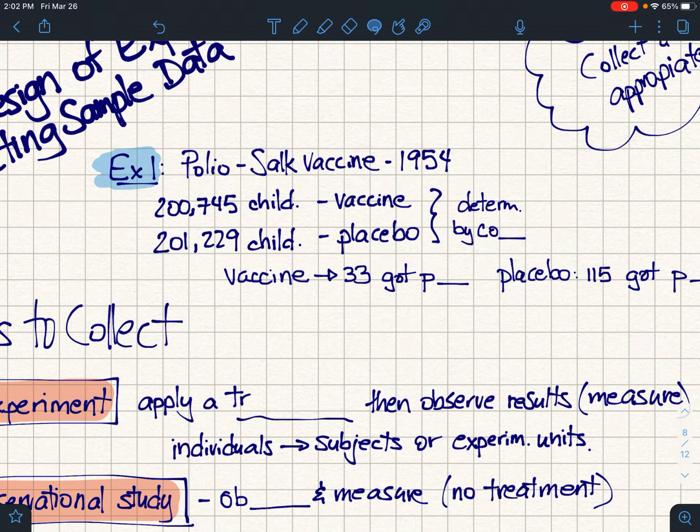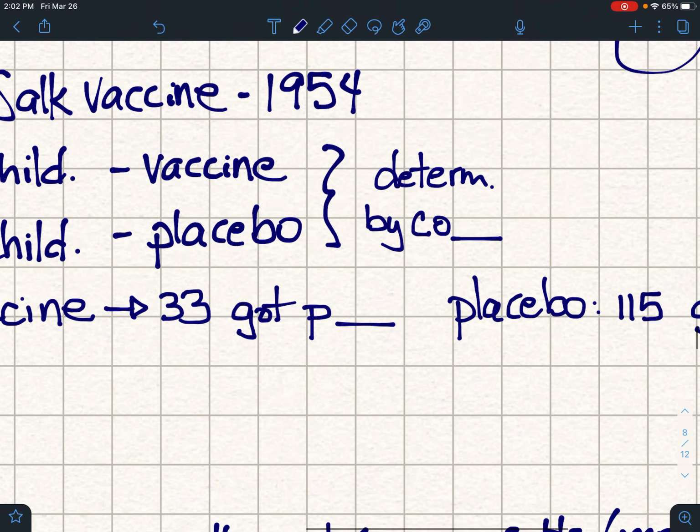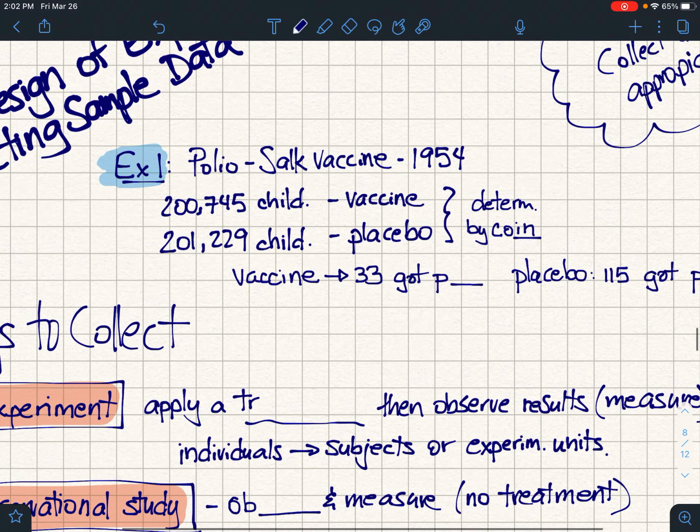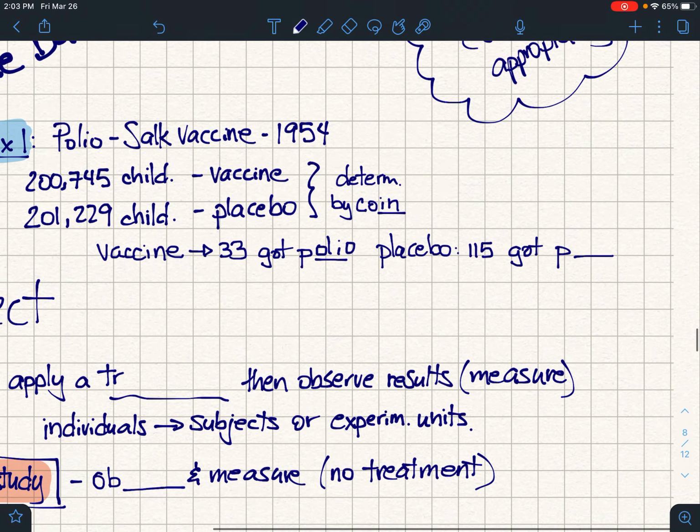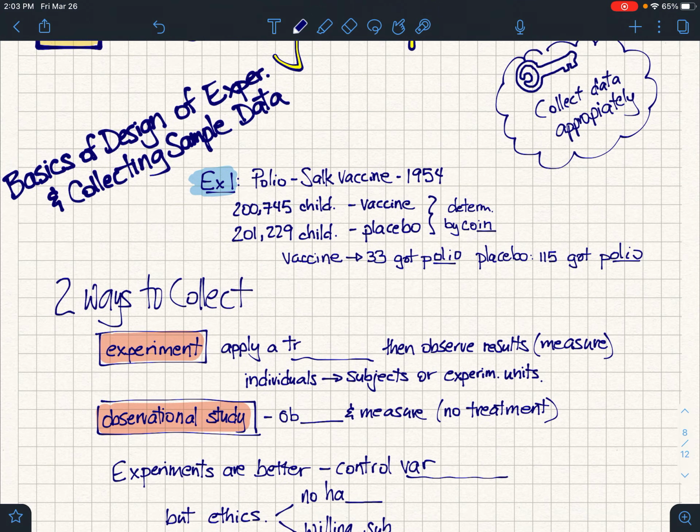We had some 400,000 children run through it, and half of them were given a placebo, half of them were given the vaccine, and they were decided by a coin flip, which seems somewhat flippant, pun intended there. But anyways, of those, 33 that got the vaccine ended up with polio, while 115 got polio without the vaccine. And so this has helped us eradicate, largely, I don't know if polio is even a thing anymore, but from the planet. So we nailed it.